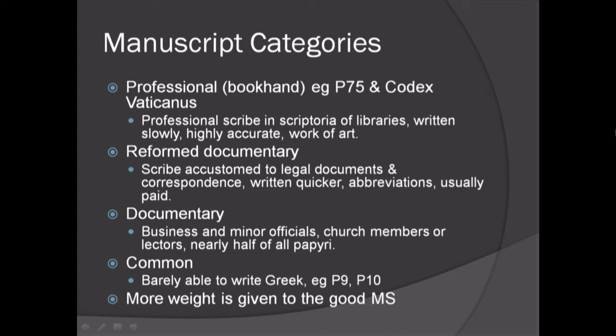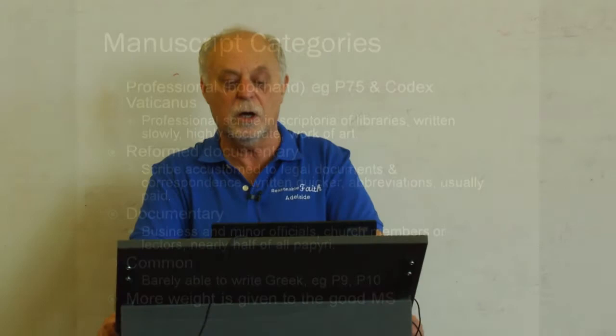Professional book hand, the examples being manuscripts P75 and Codex Vaticanus. We'll talk about them later. So this was done by a professional scribe in a scriptorium in a library. By a professional. They are written slowly, carefully, they are highly accurate, and they are a work of art.